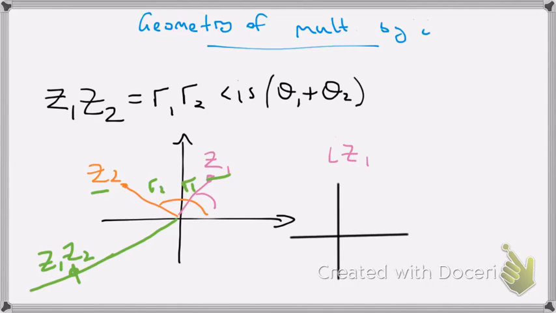So there's i, and I'm hoping that you can see that for i, r equals 1 and theta equals pi on 2, or 90 degrees. So if I multiply z1 by i, then I get r1, which is the modulus of z1, times cis(theta plus pi on 2).